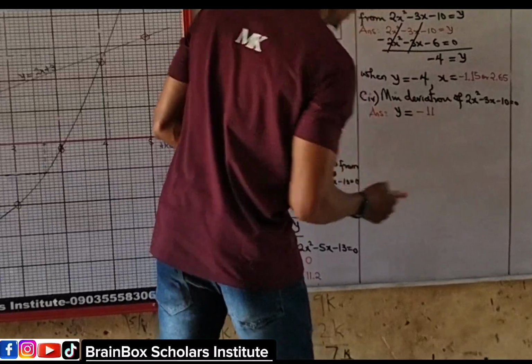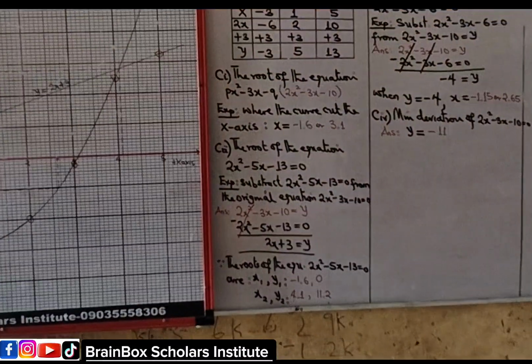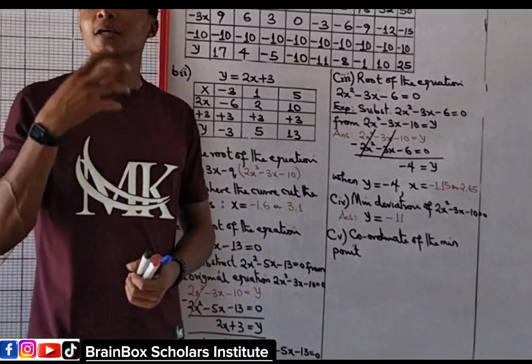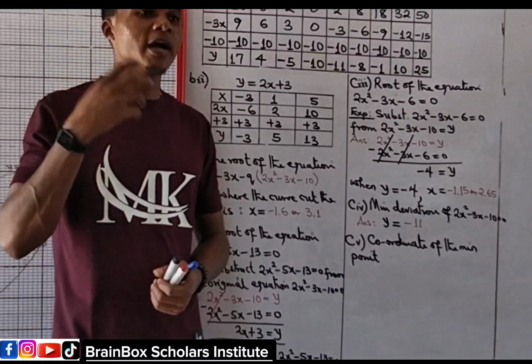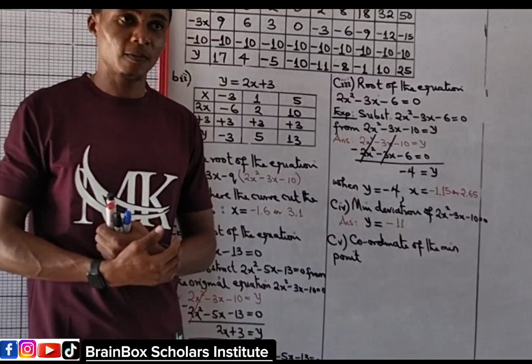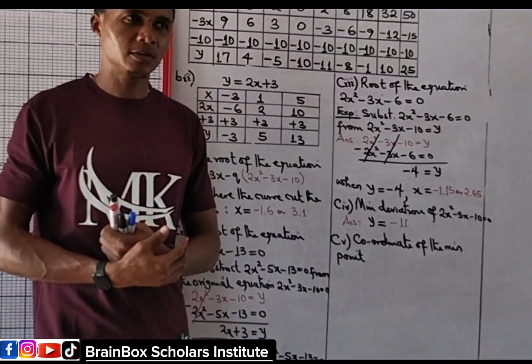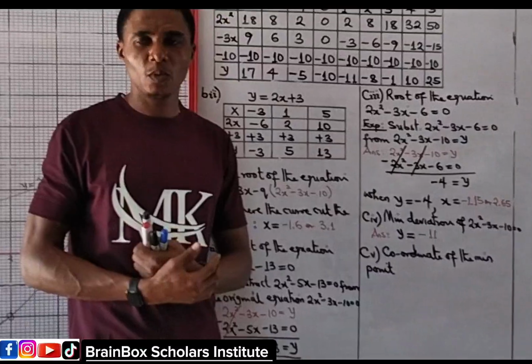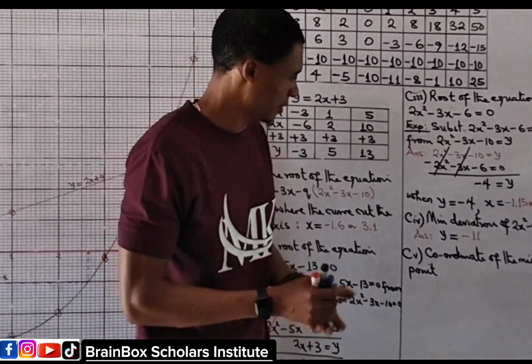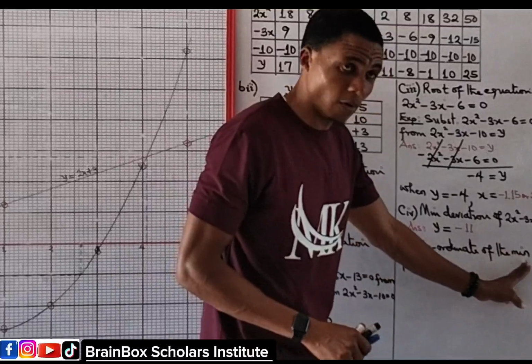Okay? y is equal to what? It does for you to produce the x value and the y value that produces what? The minimum deviation. Am I making sense? Hello? Okay. So how do I produce that? The coordinates of minimum what?